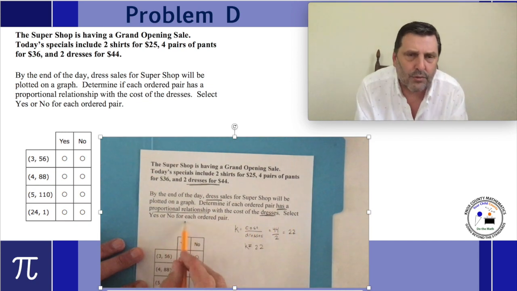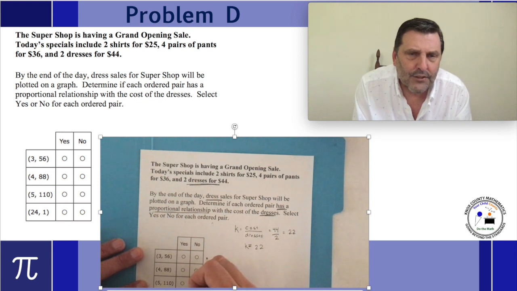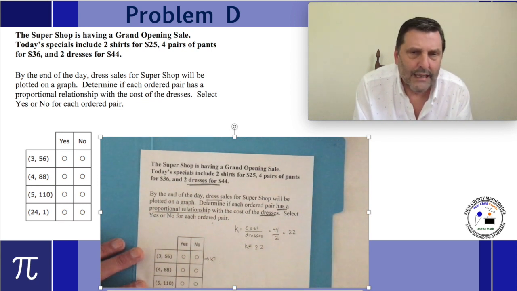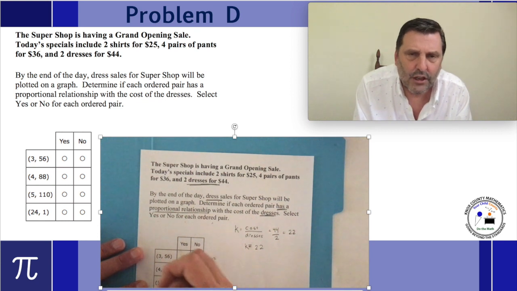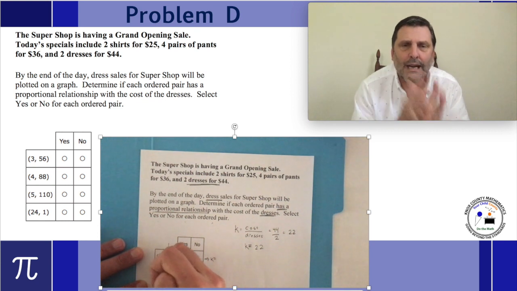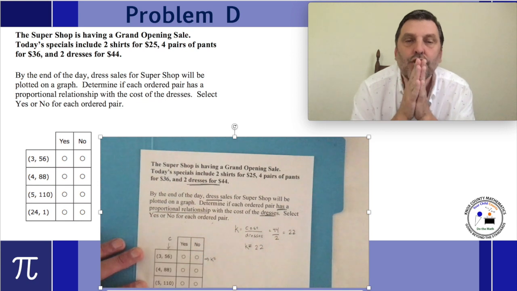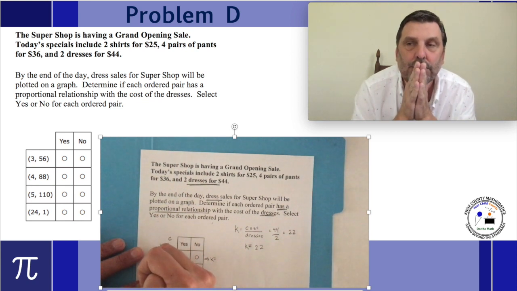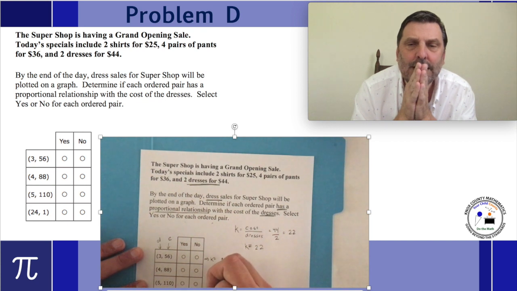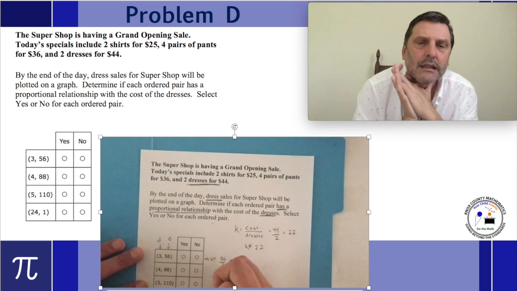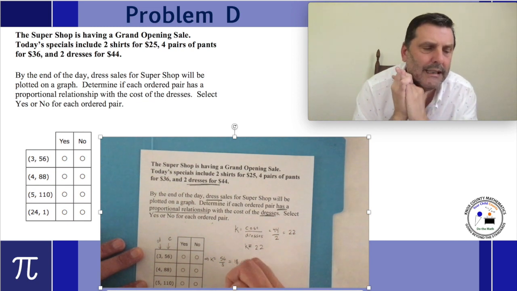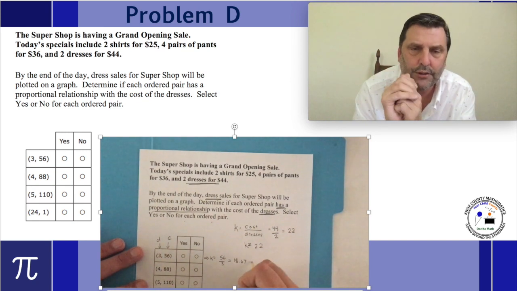But look at the first one, 56 and 3. Let's see what that ratio would be. In that case it would be 56 over 3. I don't think that's going to give us 22, but let's look and see. Designating the variables, k, 56 over 3 would equal 18.67, which does not equal 22.